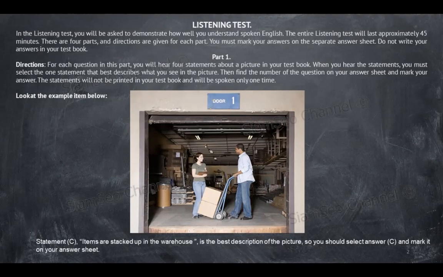Now listen to the 4 statements. A. The man is driving a forklift. B. The woman is lifting some boxes. C. Items are stacked up in the warehouse. D. Packages are being delivered to customers. Statement C, Items are stacked up in the warehouse, is the best description of the picture, so you should select answer C and mark it on your answer sheet. Now, part 1 will begin.